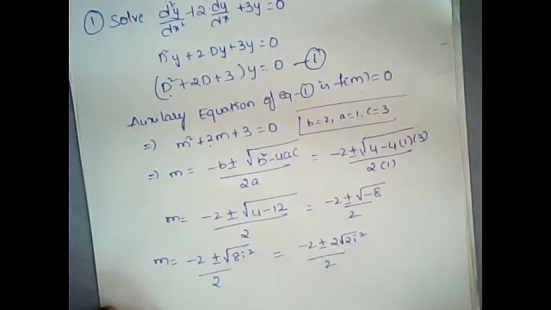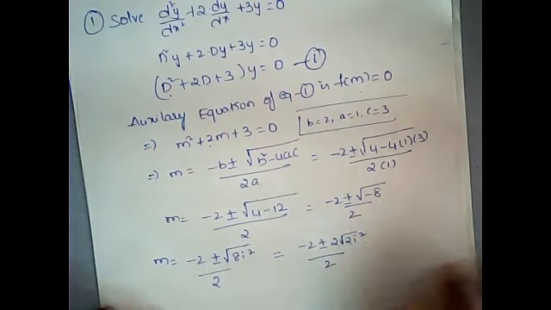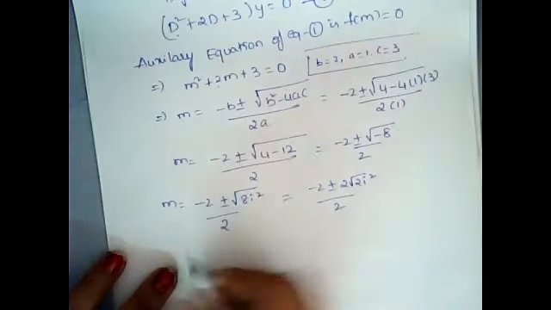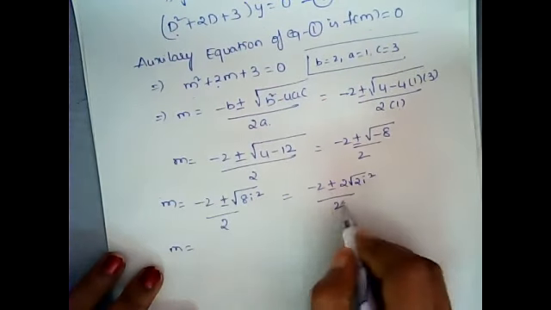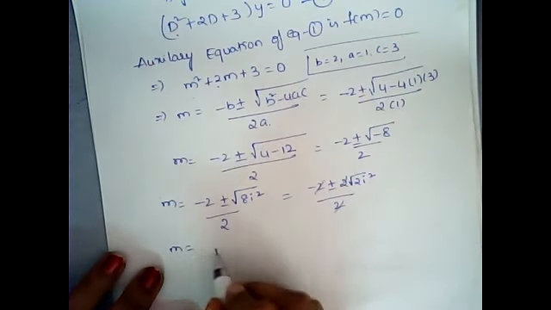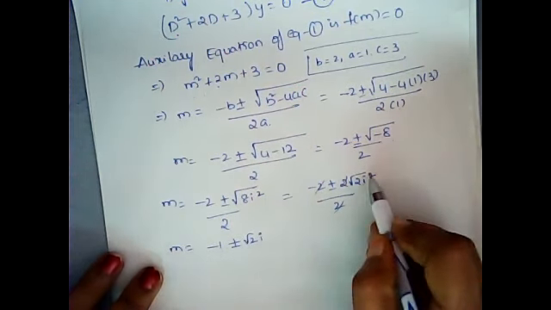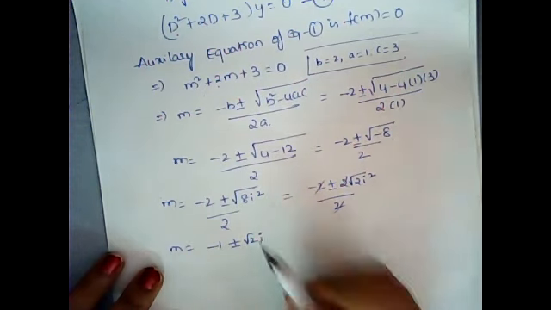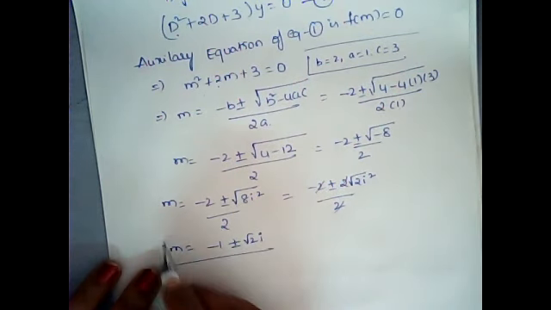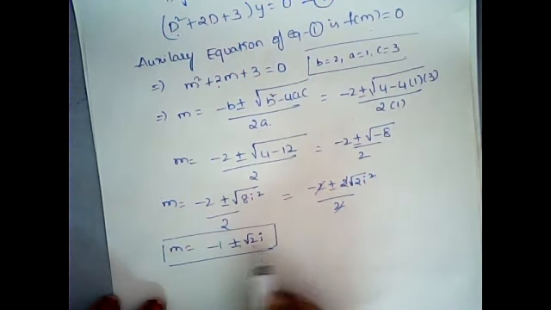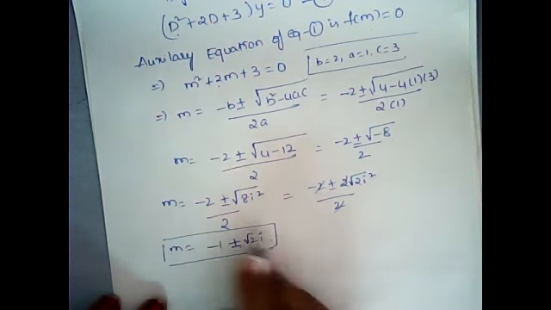Here we cancel the 2, so m is equal to minus 1 plus or minus root 2 i. Root of i square will be i here. So what are the m roots I got? M roots I got as minus 1 plus or minus root 2 i. So these are imaginary roots.